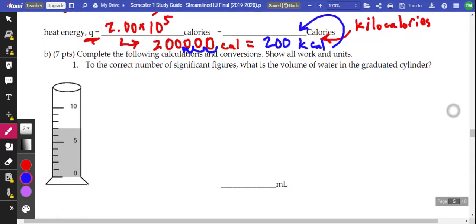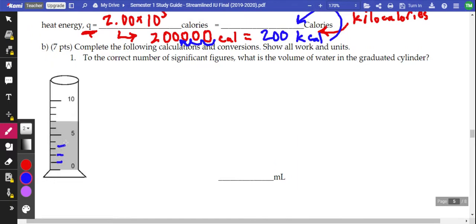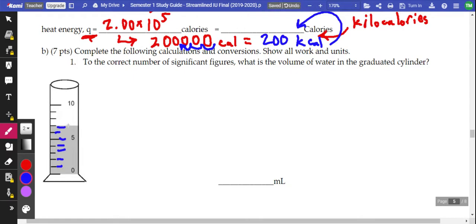Okay. Complete the following calculations and conversions. Show all work in units. Okay, to the correct number of significant figures, what is the volume of water in the graduated cylinder? Well, if each one of these lines is 1, 2, 3, 4, 5, each one of these is 1. This would be 6, 7. So we're going up to 7. Okay, we're going to assume this is milliliters. Oh, yeah, milliliters. This is in milliliters. So this is 7 milliliters.